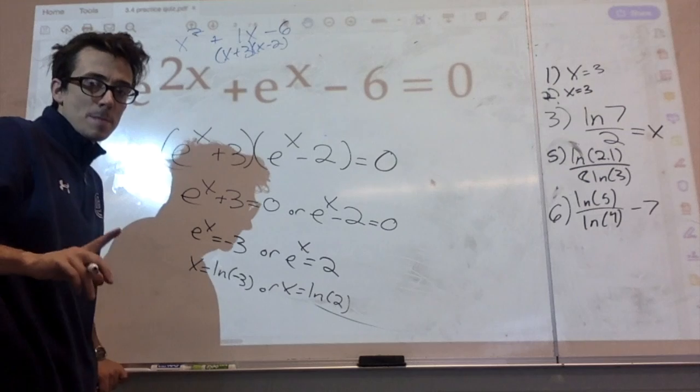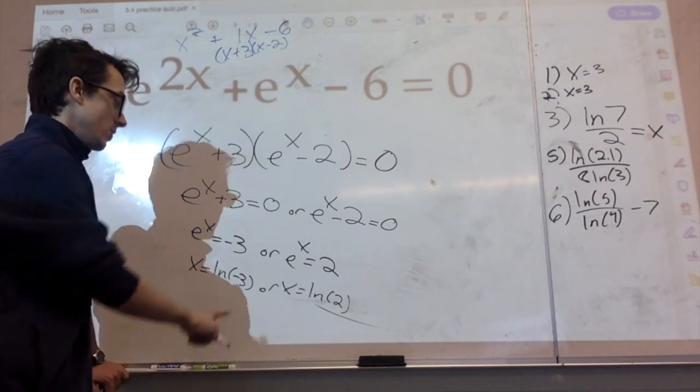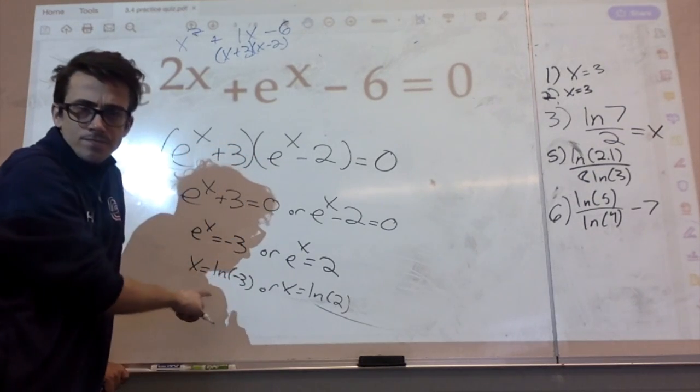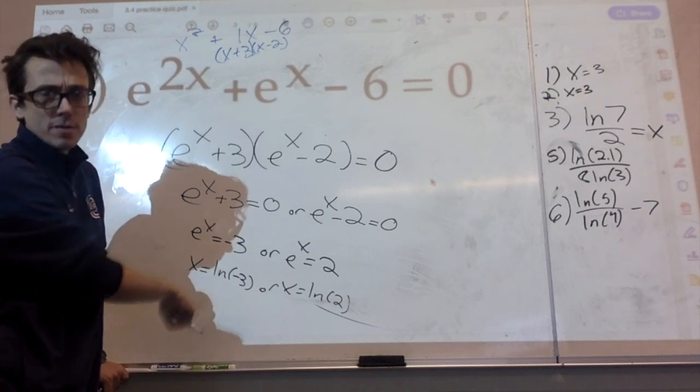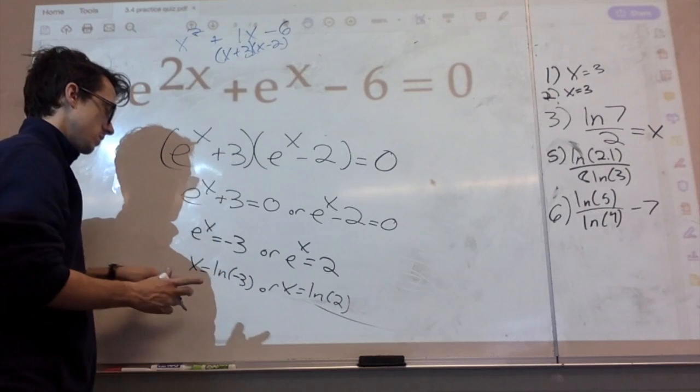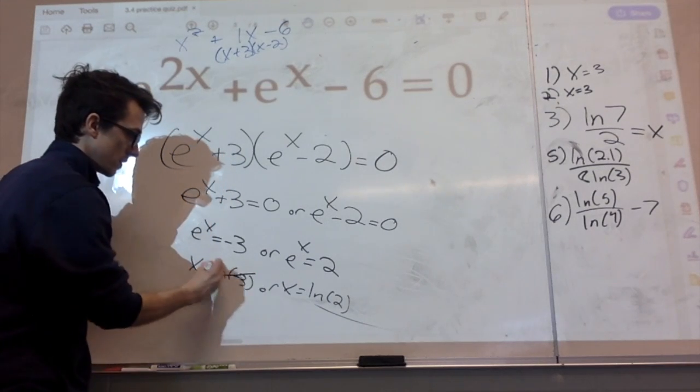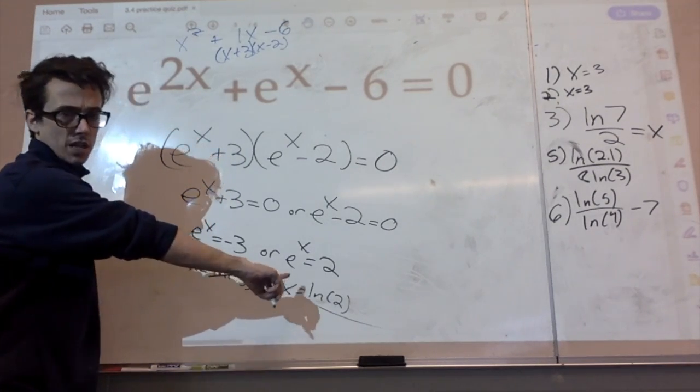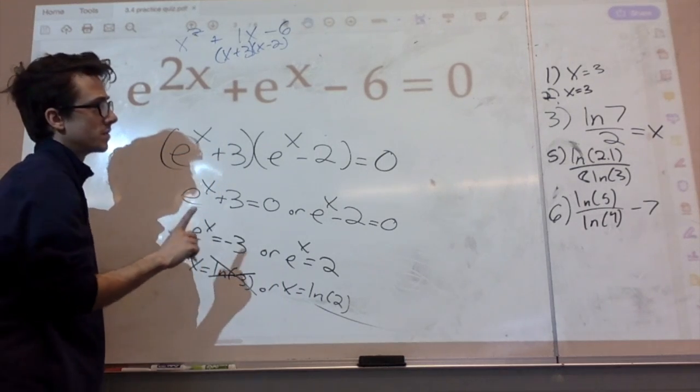But keep in mind, the main thing you want to notice here is that you can't have this. It's no good. It's negative. You can't have a negative argument in your natural log. So in reality, we don't want to say this is a good answer. We want to say that just x can be equal to natural log of 2.